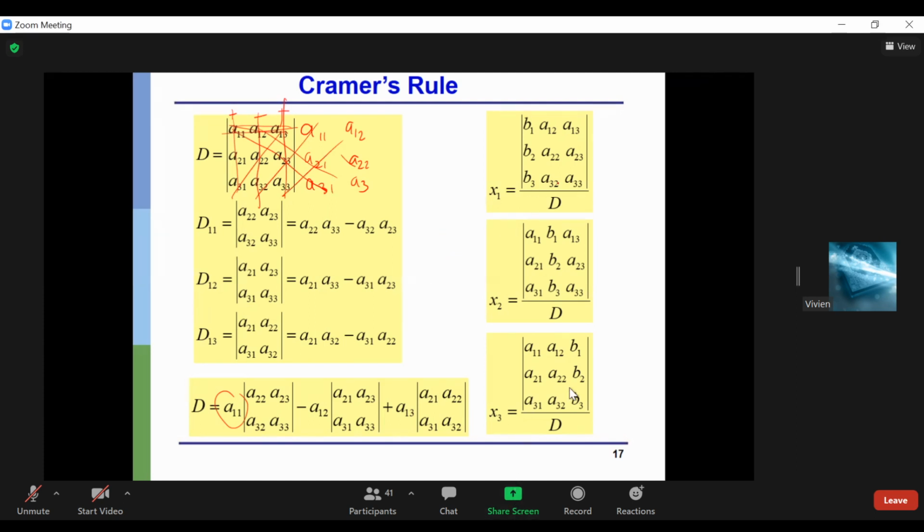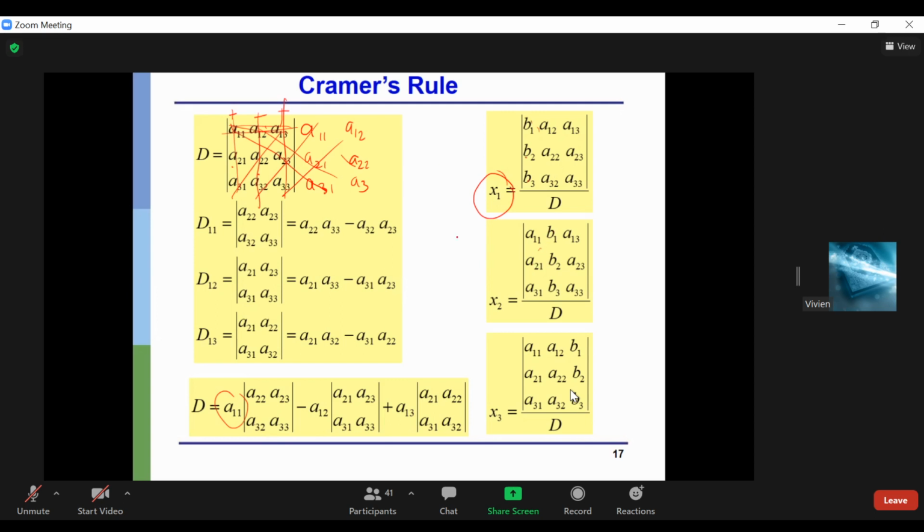Once we have the determinant, now we can find the value of x1 here. Now you see how many calculations are needed here, and it's rather complex. Then to find x, we take b1, b2, and b3 here, and replace the columns a1, a2, and so on. So we have to do repeated calculations, and this is not very easy.